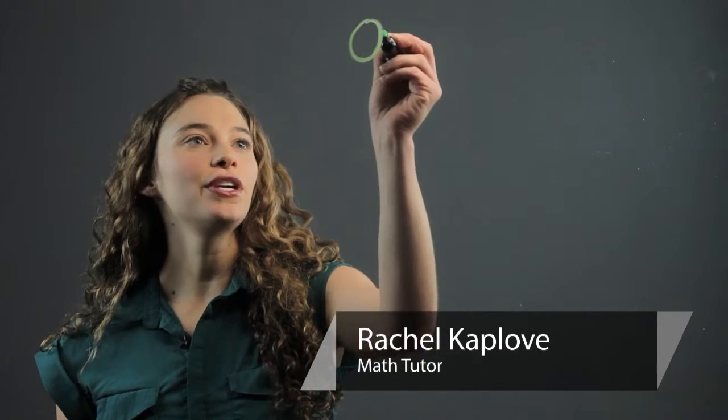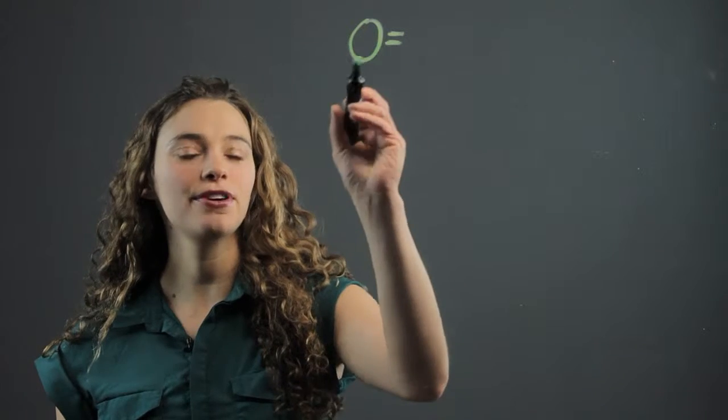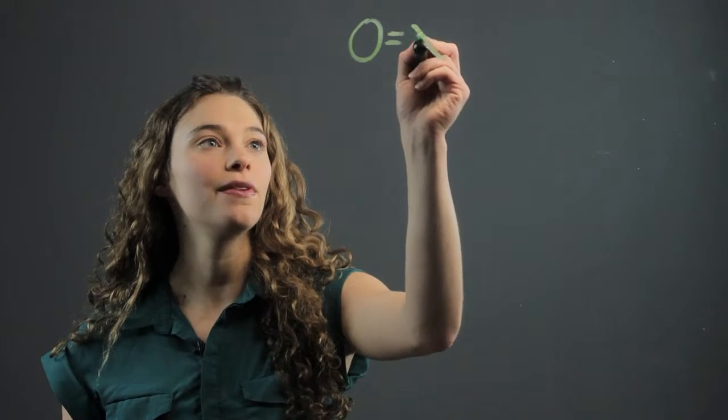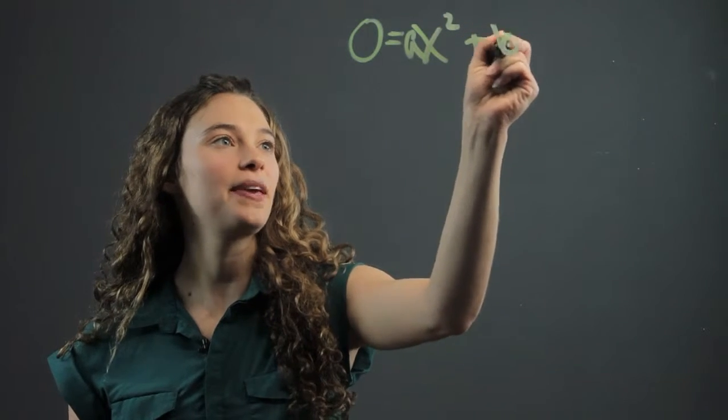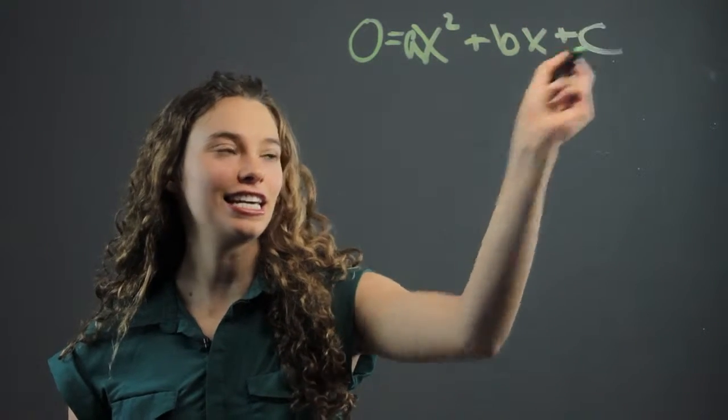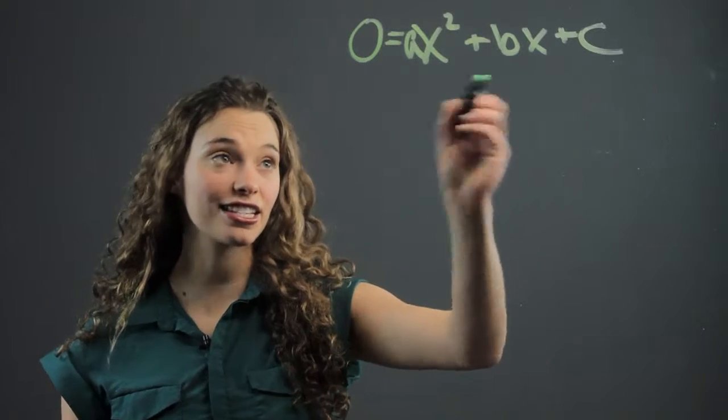Today we're going to be going over how to do quadratic and conic problems. There's a few different ways to solve these, but it's important to make sure that it's equal to 0 and that we have it in the form ax squared plus bx plus c. That is the equation for quadratics.